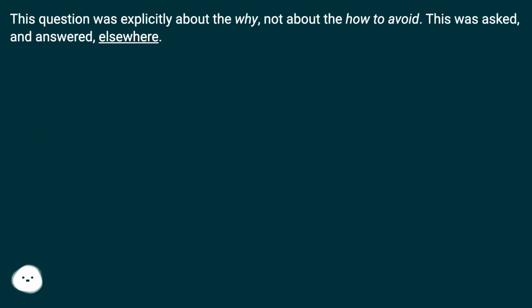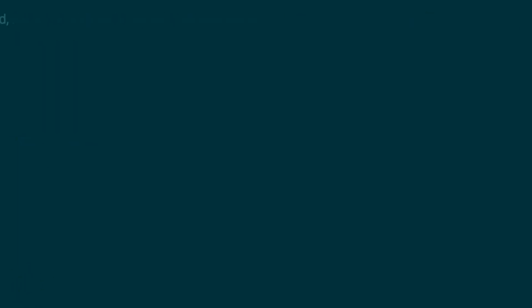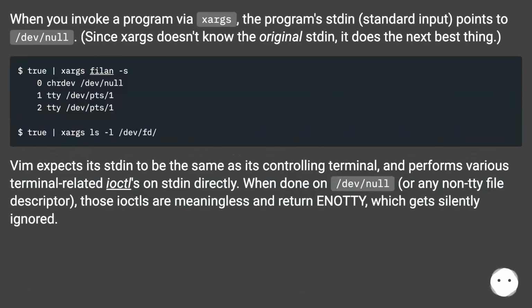This question was explicitly about the why, not about how to avoid it. That was asked and answered elsewhere. When you invoke a program via xargs, the program's stdin points to /dev/null. Since xargs doesn't know the original stdin, it does the next best thing. Vim expects its stdin to be the same as its controlling terminal, and performs various terminal-related ioctls on stdin directly.